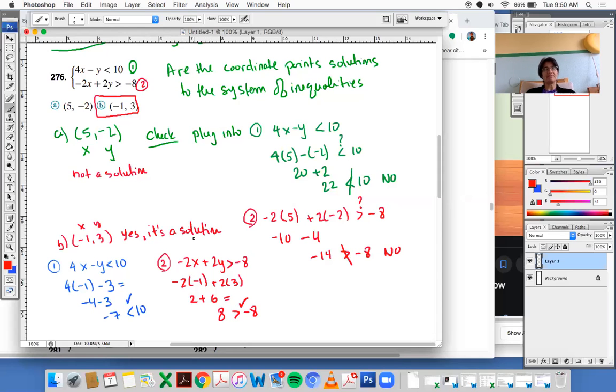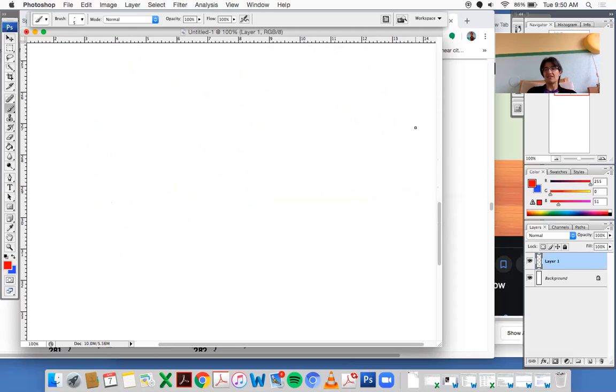Okay, any questions on this? We're checking to see if the given coordinate points are solutions by plugging in. Now we're going to look at the technique for solving. We're going to solve systems of inequalities now, and we're going to do it by graphing.